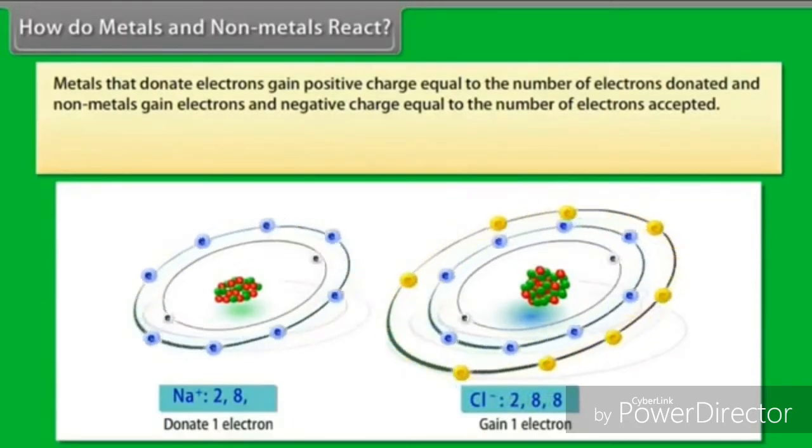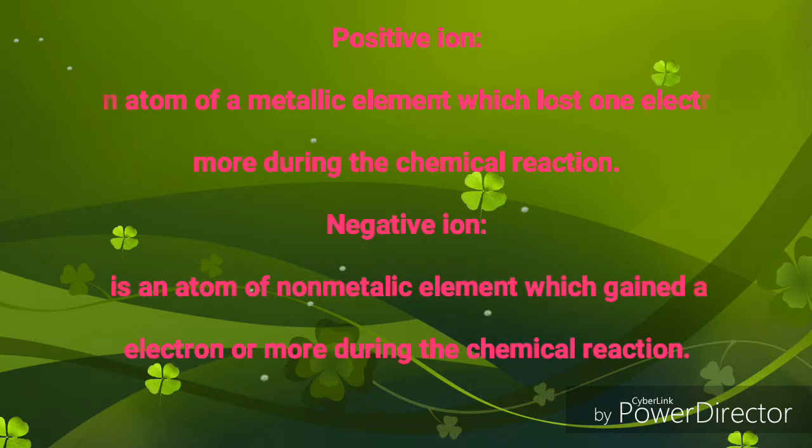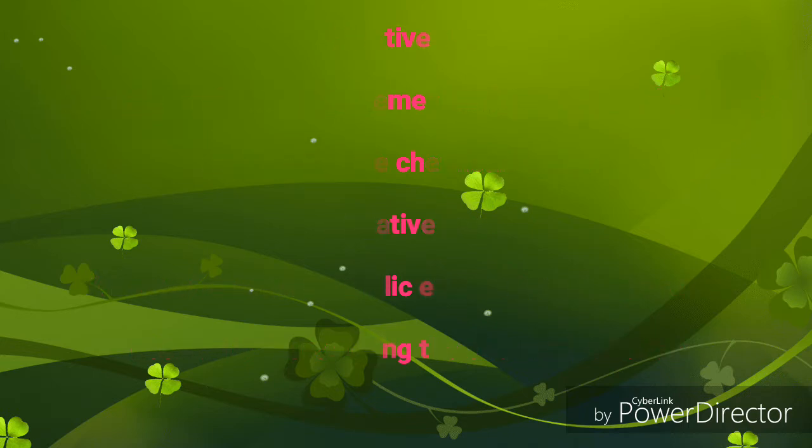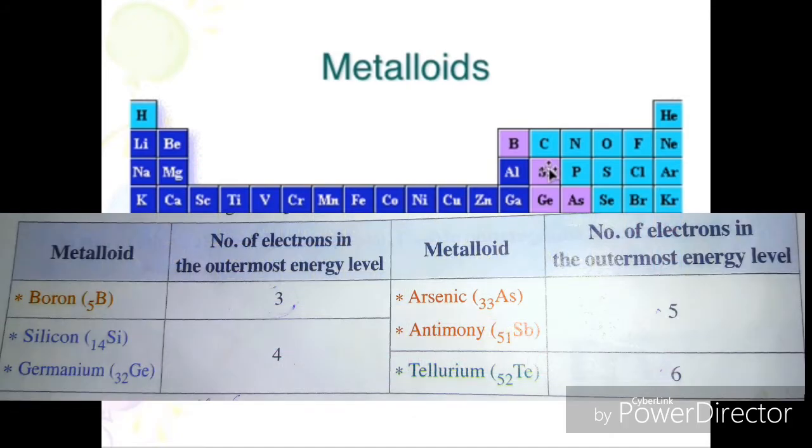So we can say a positive ion is an atom of a metallic element which lost one electron or more during the chemical reaction, but a negative ion is an atom of a non-metallic element which gained an electron or more during the chemical reaction. Now we talk about metalloids. They are elements which have the properties of both metals and non-metals. Give reason: it is difficult to know the metalloids from their outermost electrons due to the difference in the number of electrons in their valence shells, as we see.